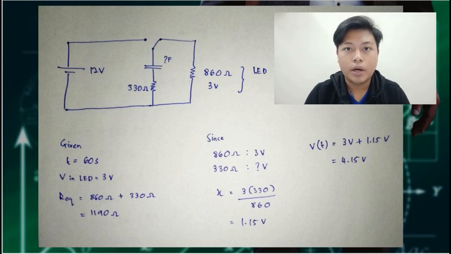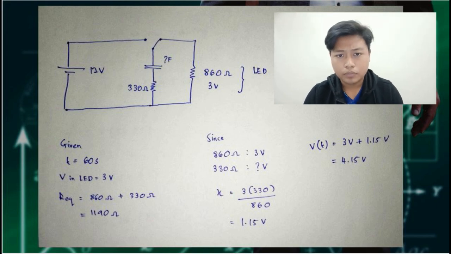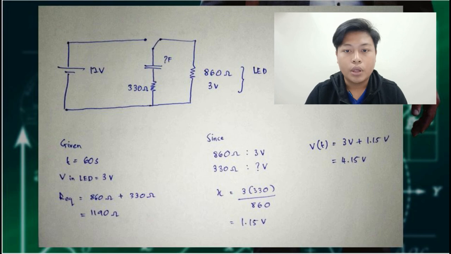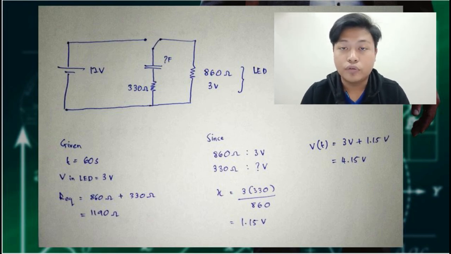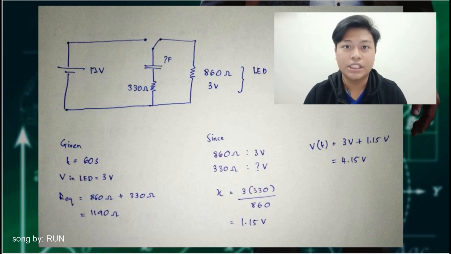Now I will explain how I do the calculation for the circuit, to find the value when the capacitor is fully discharged and when it is fully charged. As you can see in the circuit, the right resistor, which has a value of 860 ohms, we consider as an LED. We have stated that the LED needs 3 volts to flow through the resistor. The main point of the calculation is to find the value of the capacitor, and then we can calculate the time needed for the capacitor to fully discharge and fully charge.